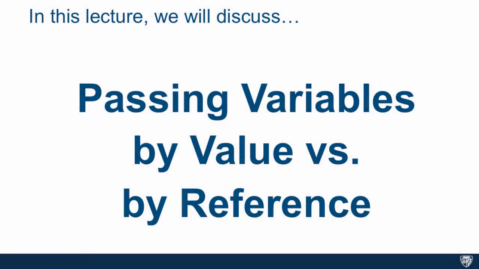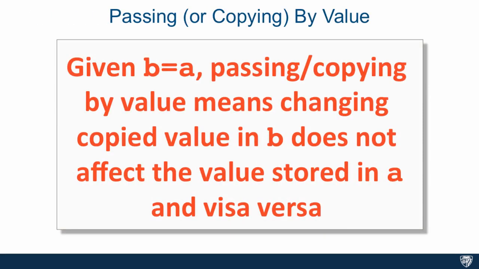There's a concept that's very important to understand for really all languages, and certainly JavaScript is no different. And the concept is passing variables by value versus by reference. And this is what we're going to discuss right now. Now, first of all, what does that mean to pass or copy things by value, variables by value?